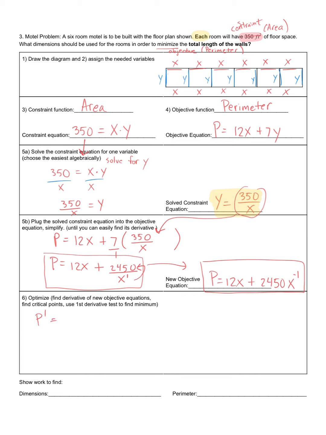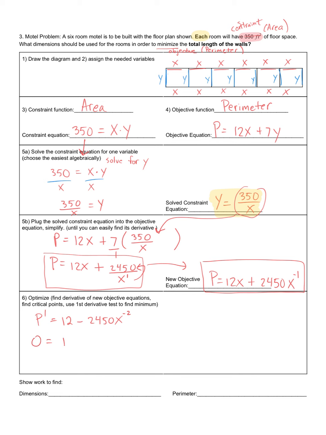All right, this is a power rule. The derivative of 12x is just 12. Easy peasy. All right, the derivative of the next term, power rule, negative 1 times 2,450 is negative 2,450, and then it's going to be x to the negative 1 minus 1, which is negative 2. You got to make sure you're using the derivative power rule. Okay, now we need to set that equal to 0 and solve for x.